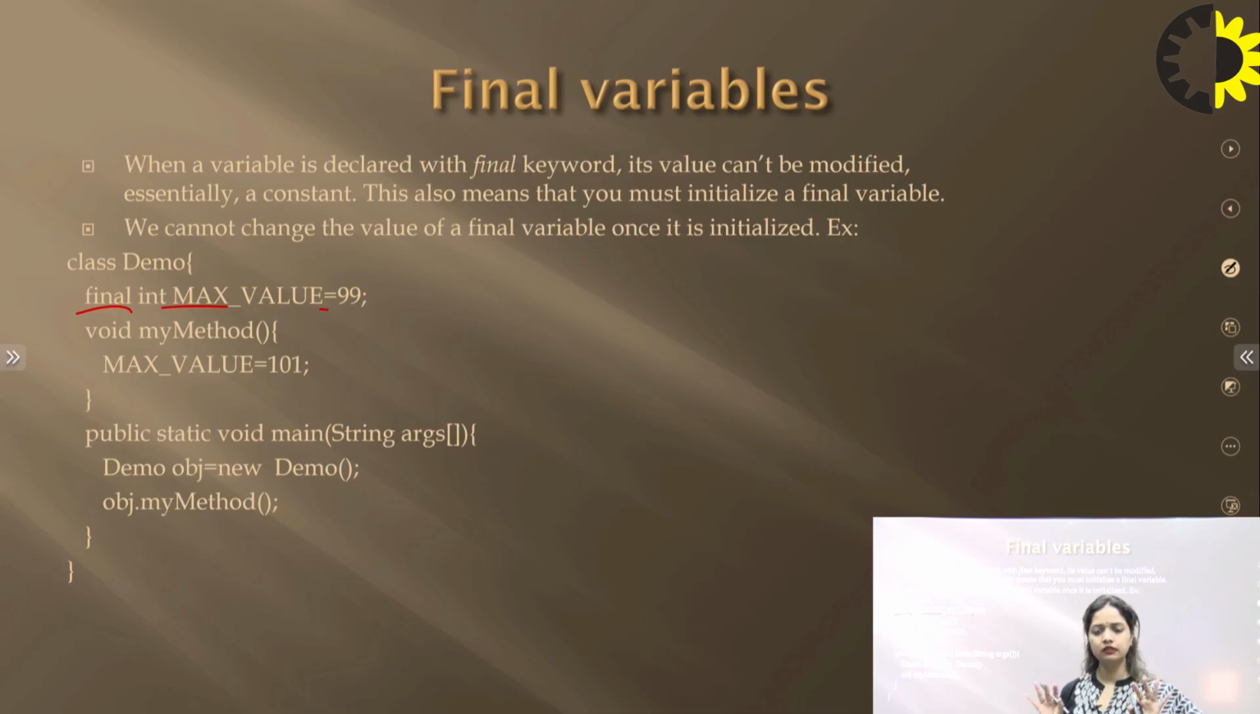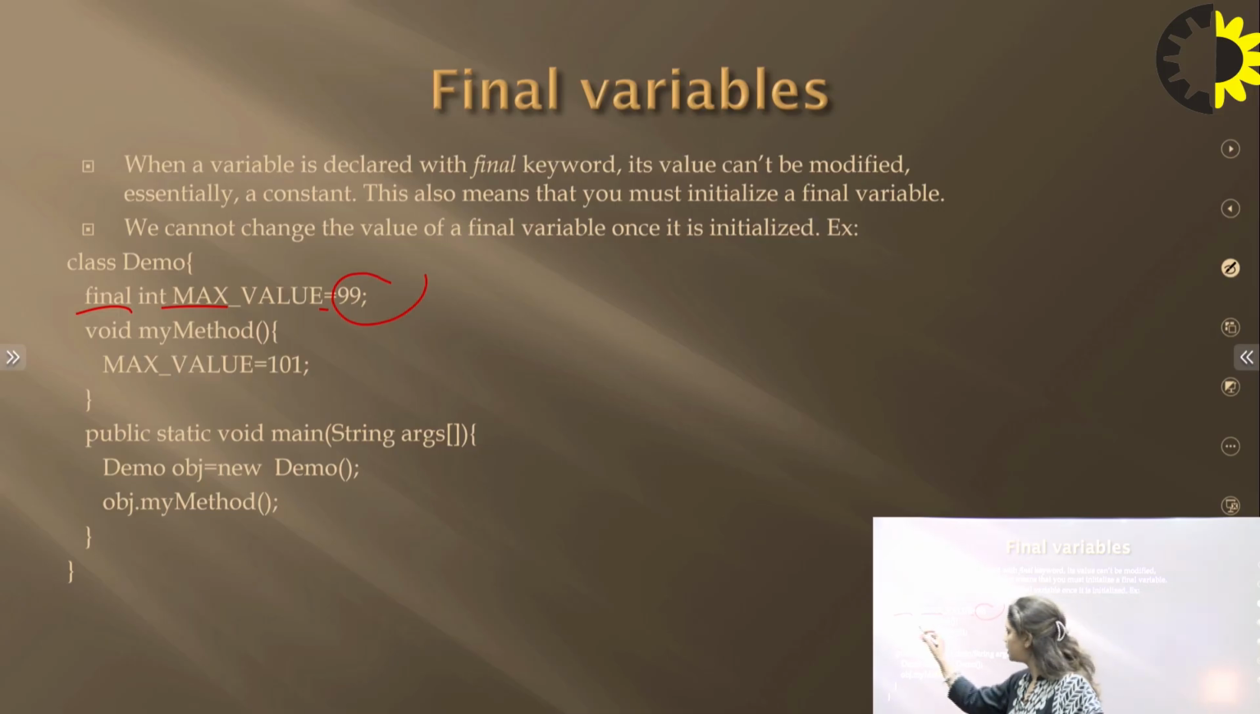So we will place this final keyword in front of it. Now what is the meaning of doing this final? It means max value is always carrying a fixed value of 99. If we want to change this value throughout the program, or from the reader side when the code is executing, that is not possible, and we will be met with a compilation error.